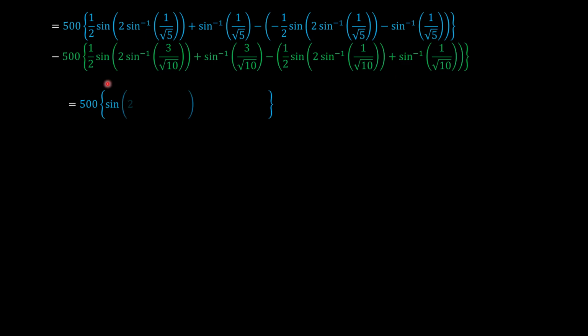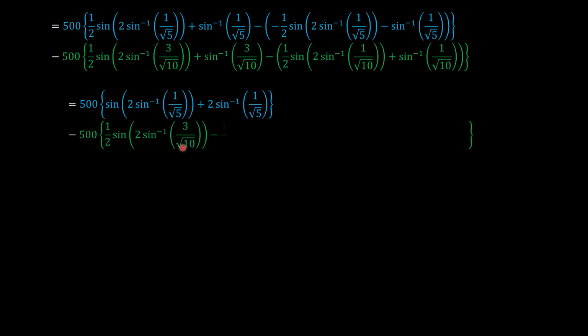Okay, so with that in mind, we've just added these two since they're going to be the same. So we have half and half becomes 1, so sine twice arc sine of 1 over root 5, and then this and this adds up. We have twice arc sine of 1 over root 5. And then we can bring this half here on this other side. Half sine of twice arc sine of 3 over root 10 minus half sine twice arc sine of 1 over root 10 plus arc sine 3 over root 10 minus arc sine 1 over root 10. Okay, this is important for us.